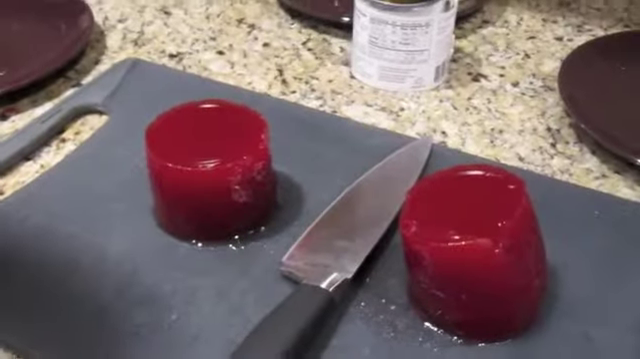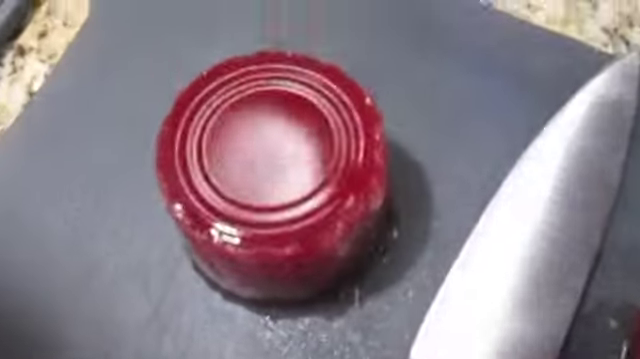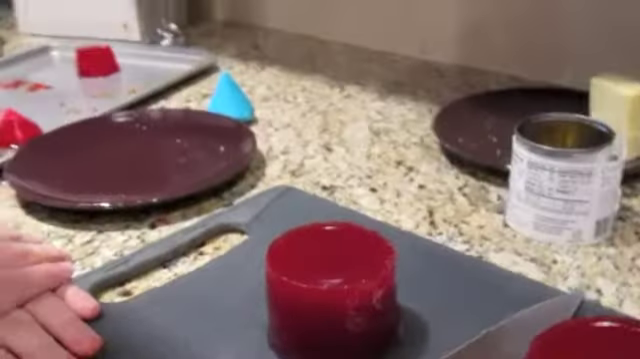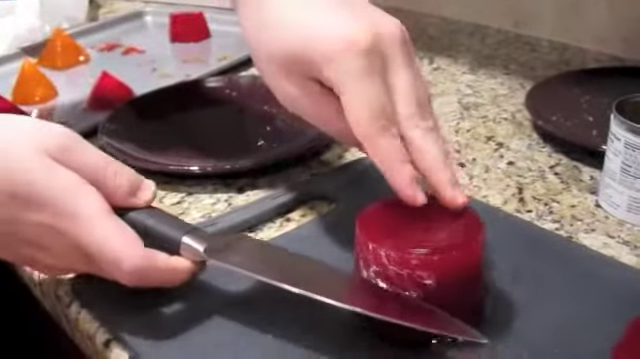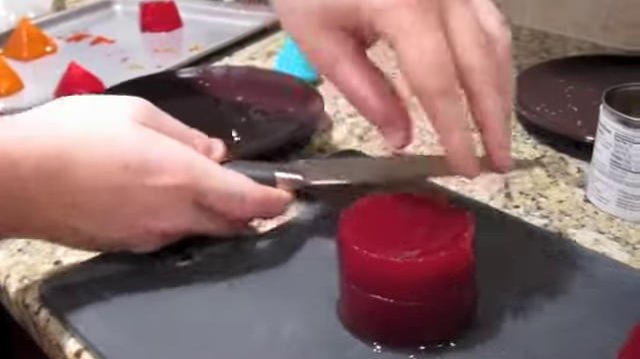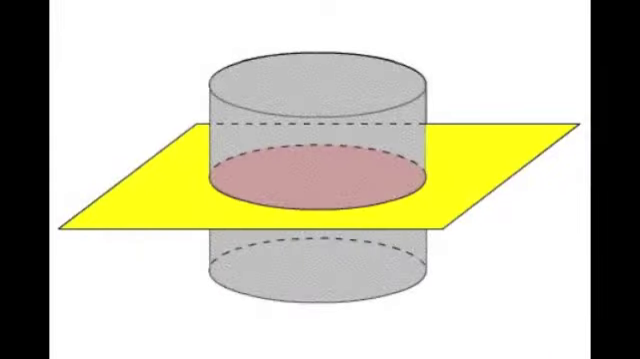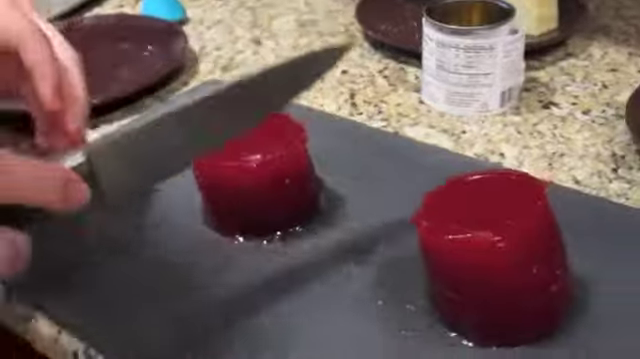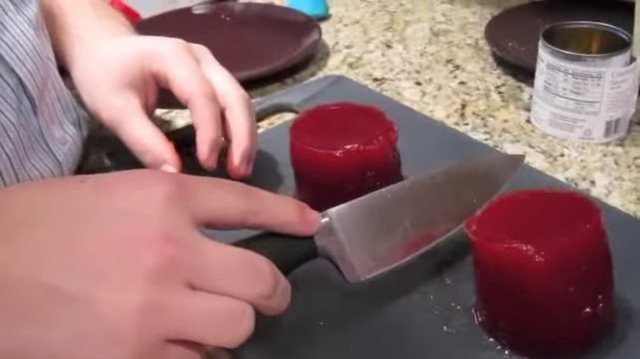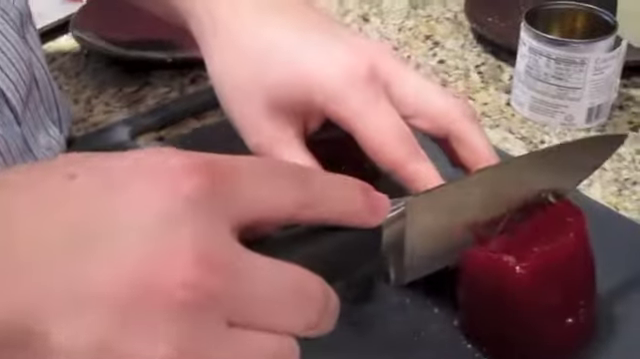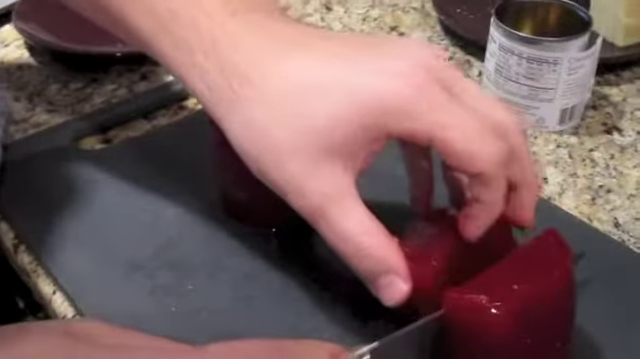A cylinder is like a prism with a circle as its base. The parallel cut creates a circular cross-section. The perpendicular cross-section, however, is slightly less obvious. When I make a vertical cut, it creates a rectangle. And this shape is a lot like the shape of the paper you would use to wrap around the can.